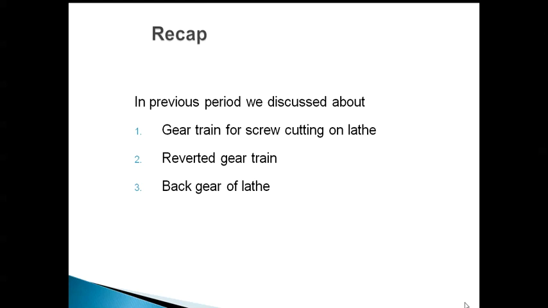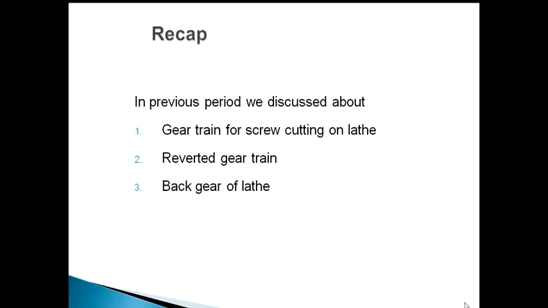If the back gear is engaged, the cone pulley carries a gear A, and the driven gear is gear D. These two are connected by means of a compound gear train, that is B and C. Now A is connected to B, and C is connected to D.